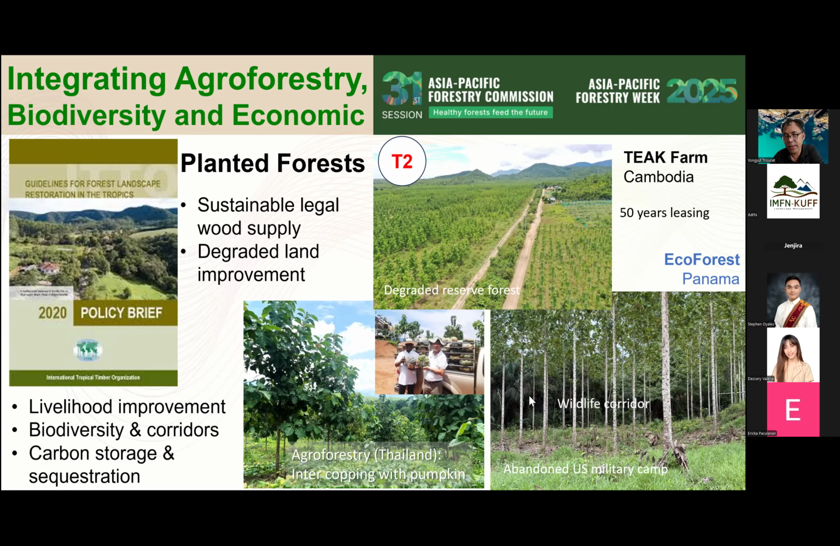So based on the photo capture from the camera trap, they found that some animals, like reptiles and several birds, use this wildlife corridor to move from one forest patch to another part. And this is another example, of a private tea plantation in Nan province.